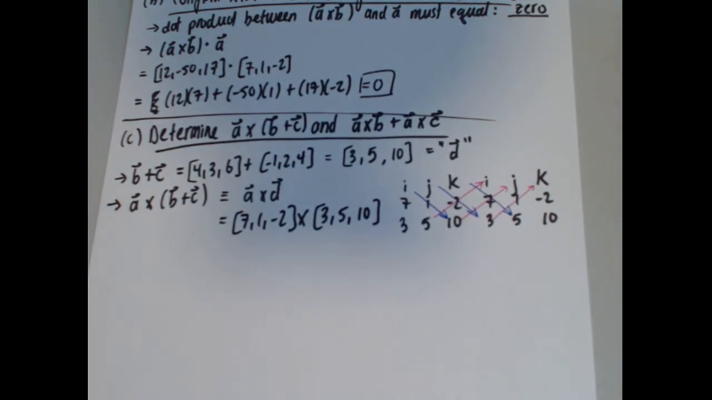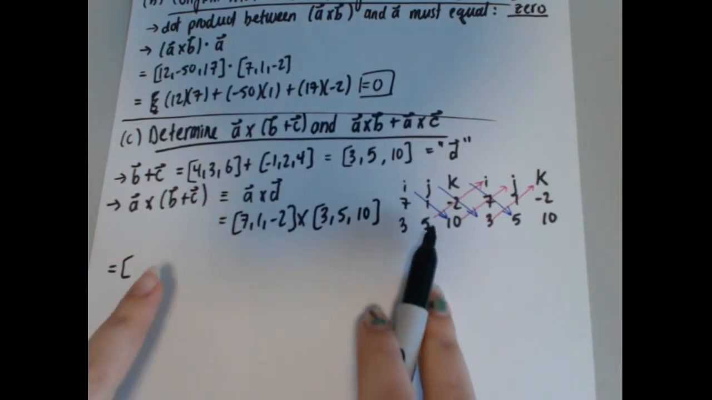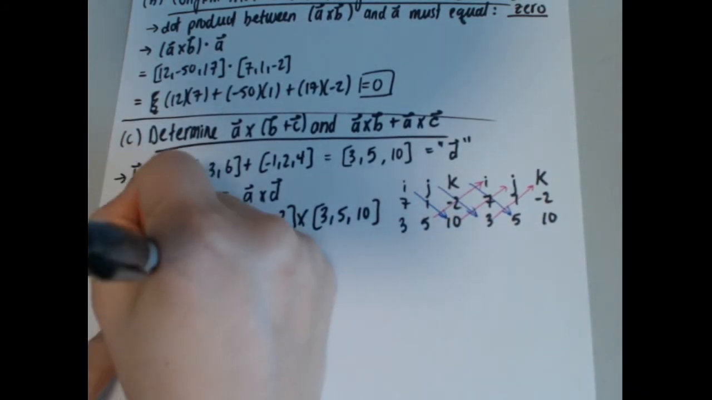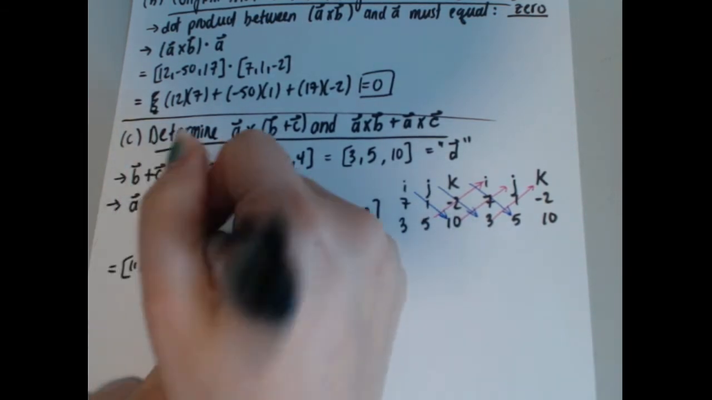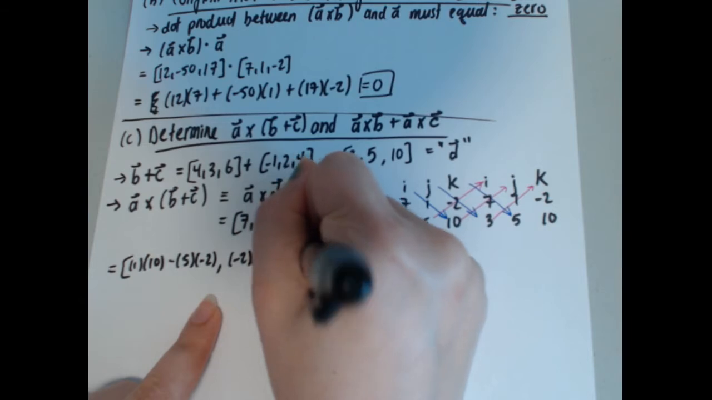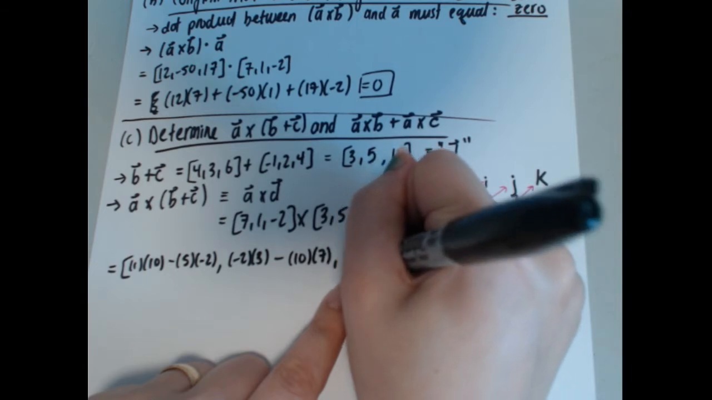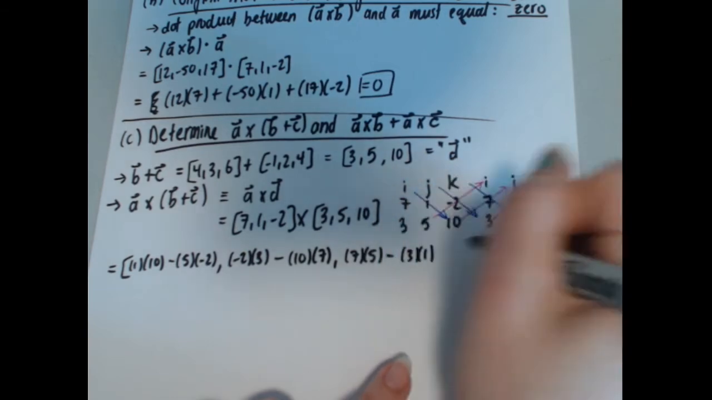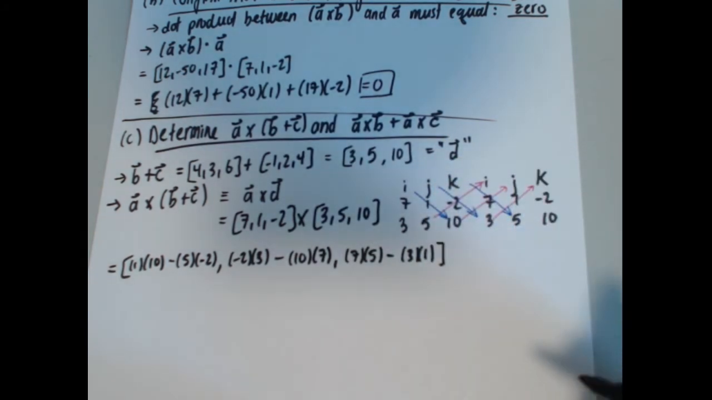So I know this is going to be a vector result, so I'm going to put my equal sign all the way over here, because I know I'm going to need the space. For x, it's going to be 1 times 10 minus 5 times negative 2, comma. For the y, negative 2 times 3 minus 10 times 7, comma, k, 7 times 5 minus 3 times 1. I had to just check there for a moment. It kind of looked like a 7 with the j there, but no, that's a 1. All right, there we go.